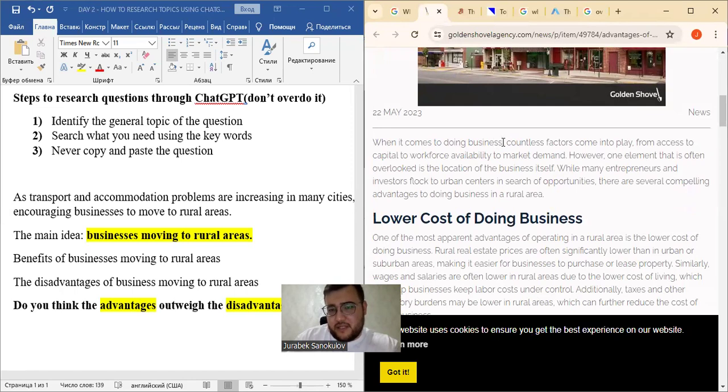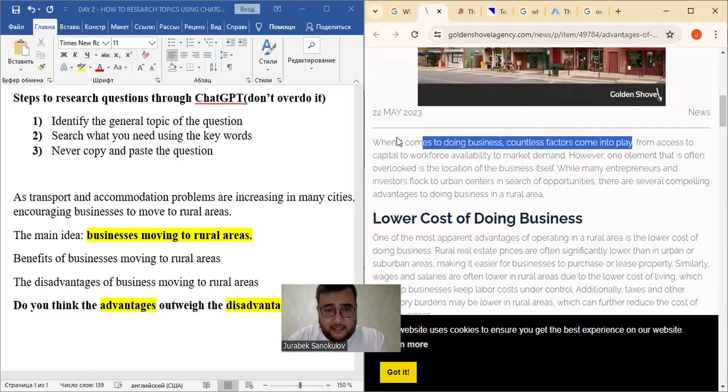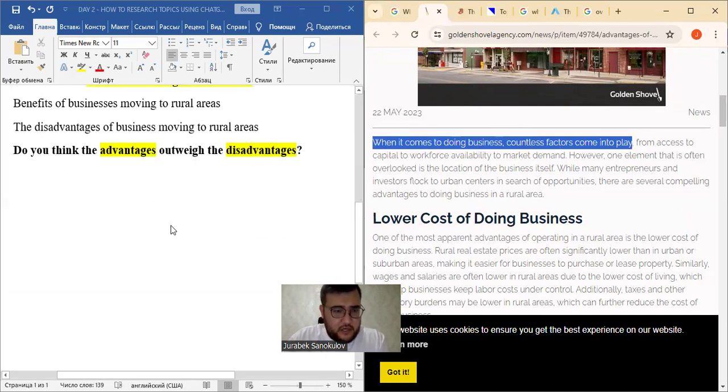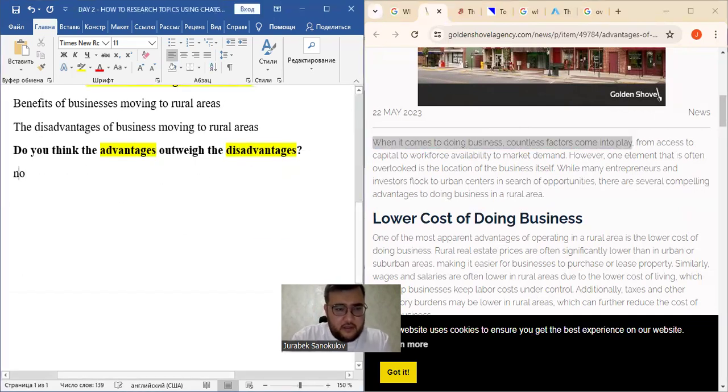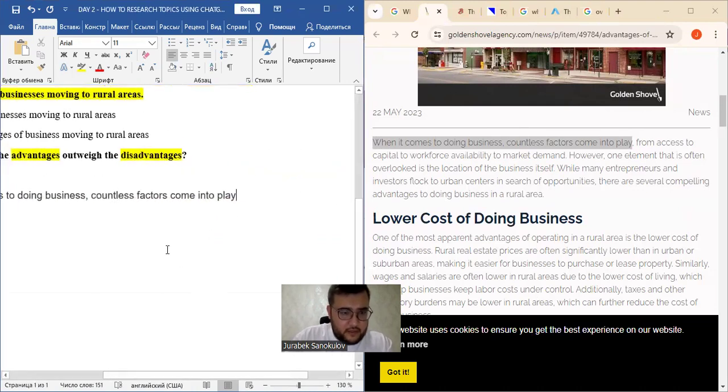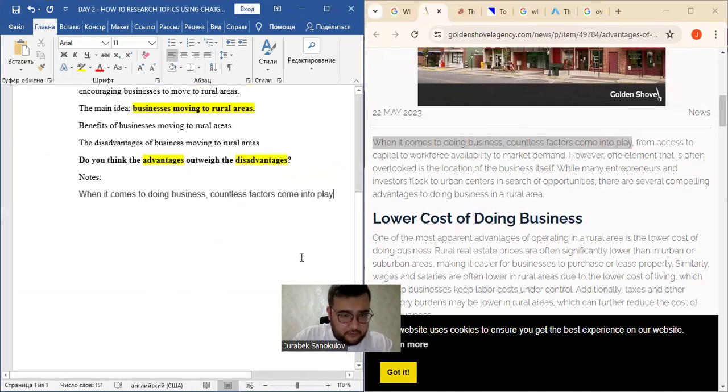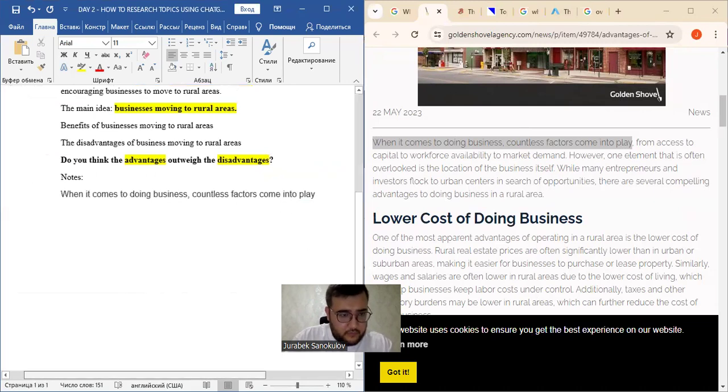When it comes to doing business, countless factors come into play. I mean, that's a nice word. Let's copy the whole sentence. So here I do this. I say notes.